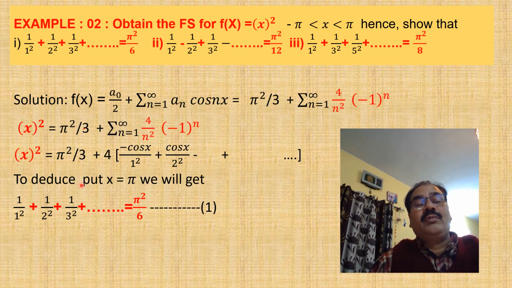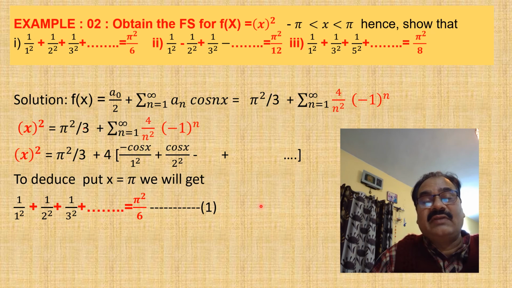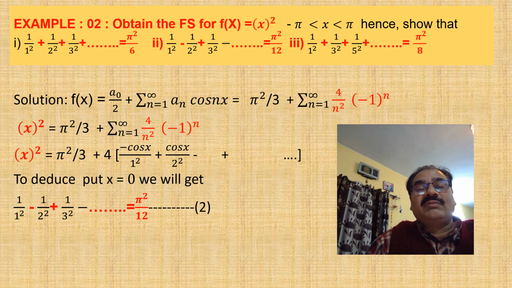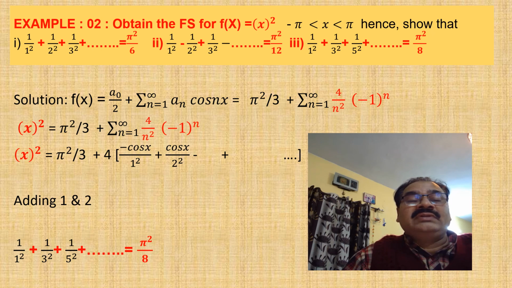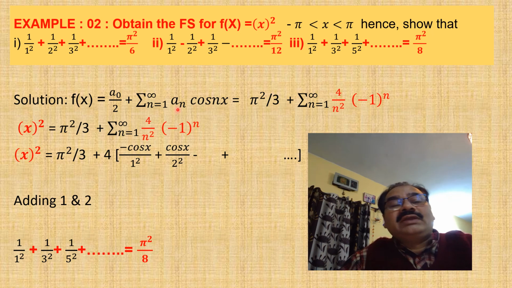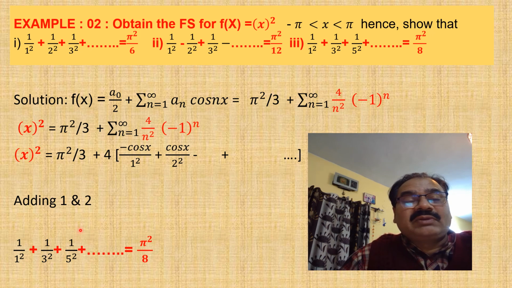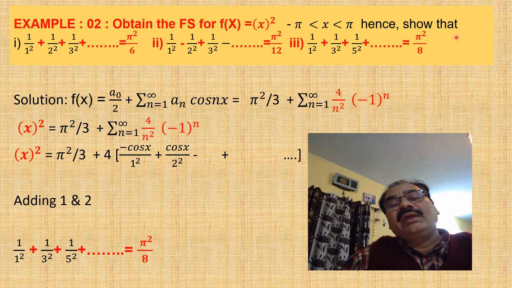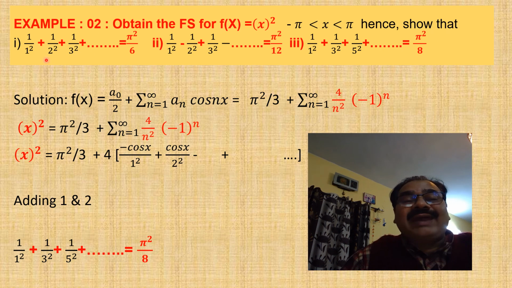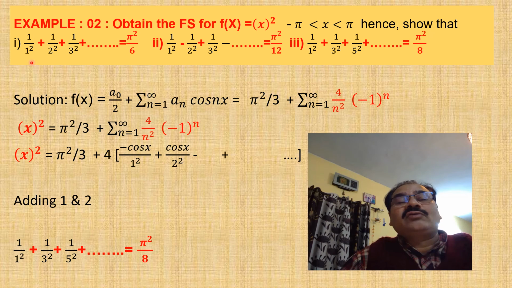Now if you put x = π, then you will get this result. Let us suppose this is equation number 1. Then after putting x = 0, you will get this result, and in this way, by combining both the equations, you can prove that 1/1² + 1/3² + 1/5² is equal to π²/8. In this way, after putting different values of x, you can establish all these three forms. Thank you very much.